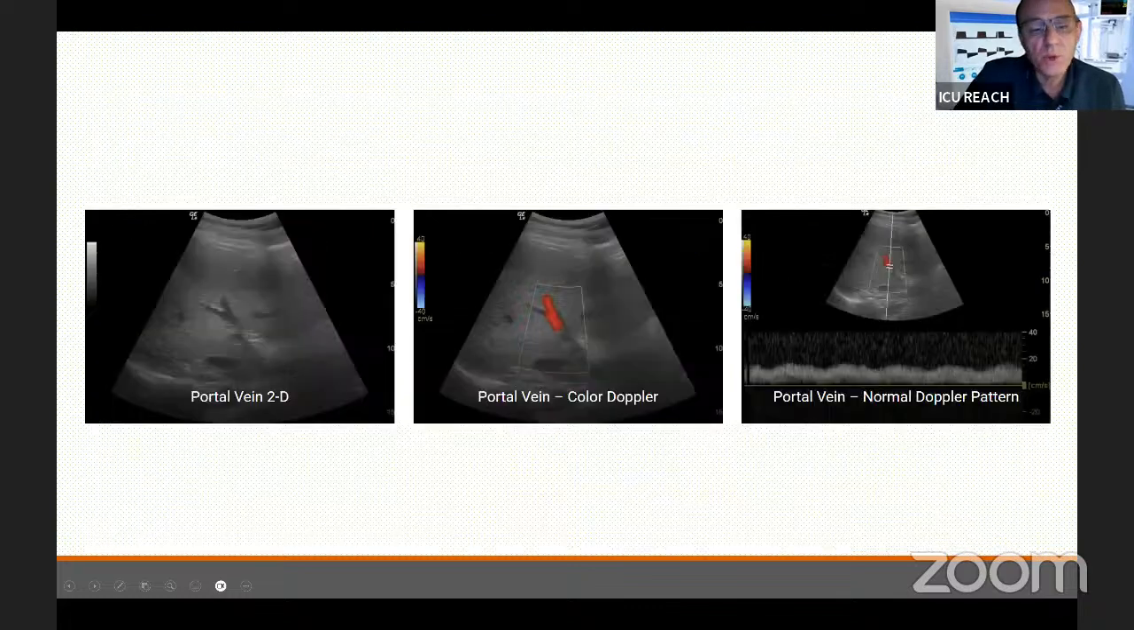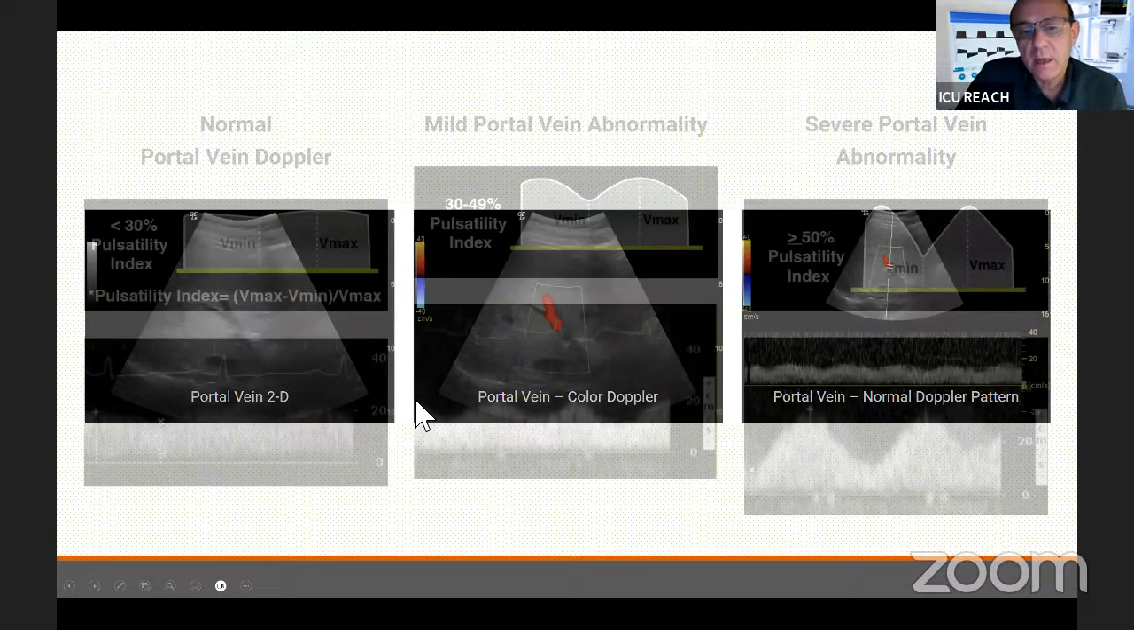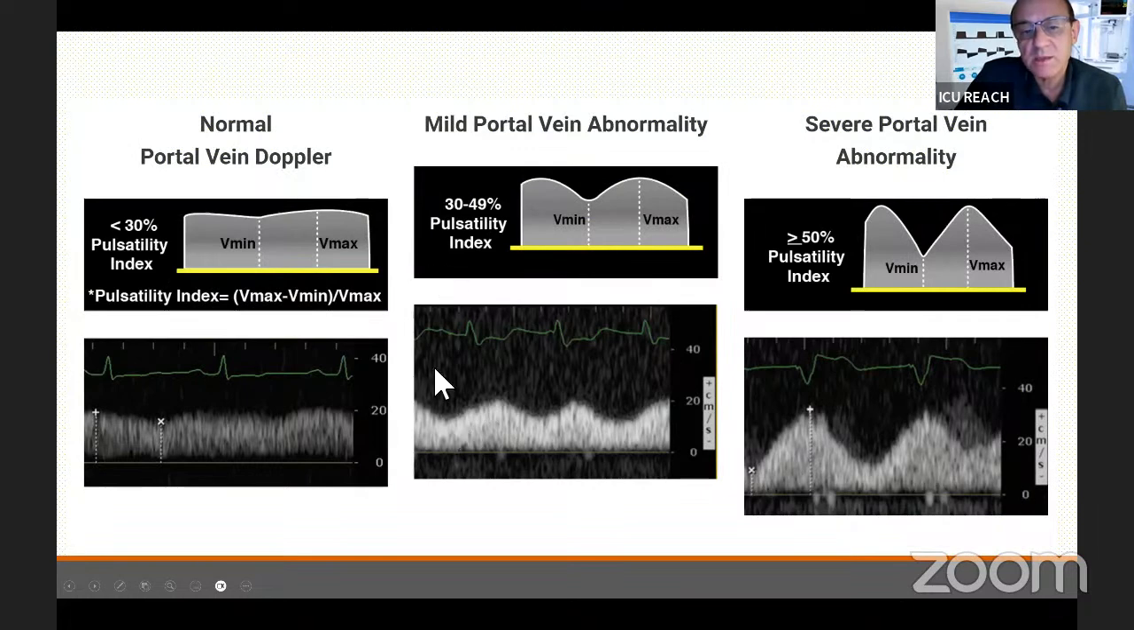If you go to the portal vein, normally you see a little bit of pulsatility. If you started seeing higher pulsatility, look at this. The pulsatility index here is close to 40, 50%. And in this patient here is more than 50%. This indicates severe abnormality with venous congestion.